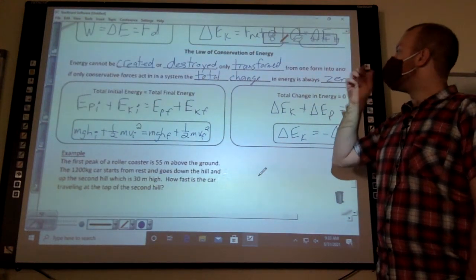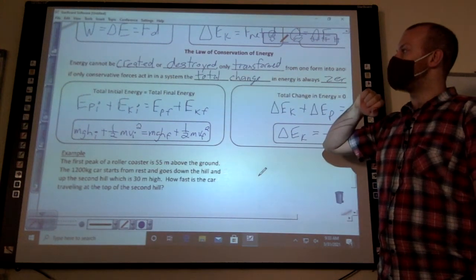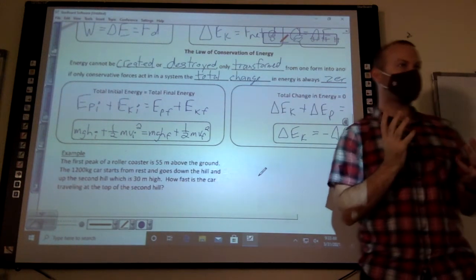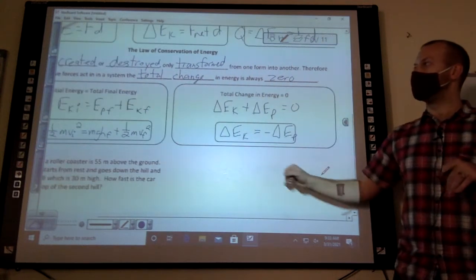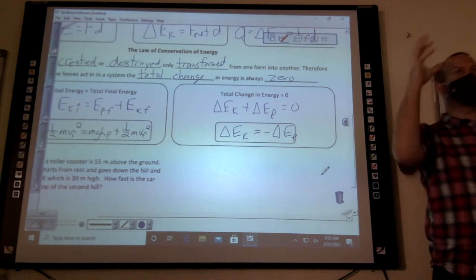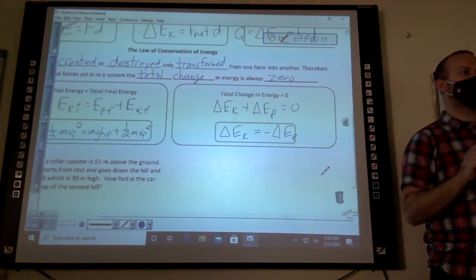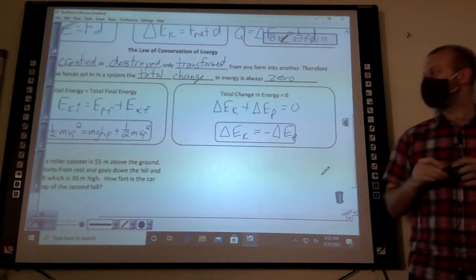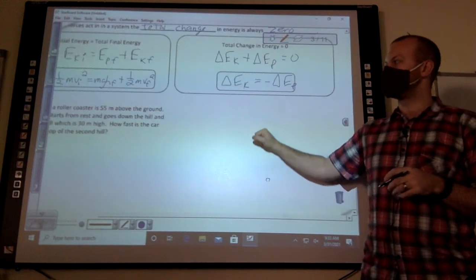Yeah, so if we have only conservative forces acting, that means you have a closed system. In a closed system, that just means we have no outside energy coming in or going out, is all that means. So it's similar.